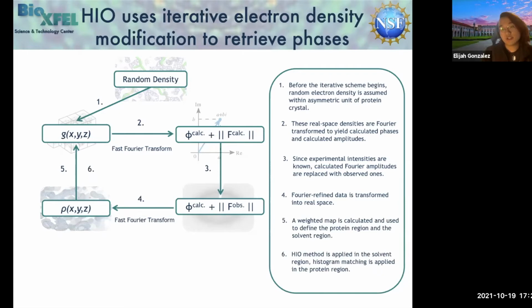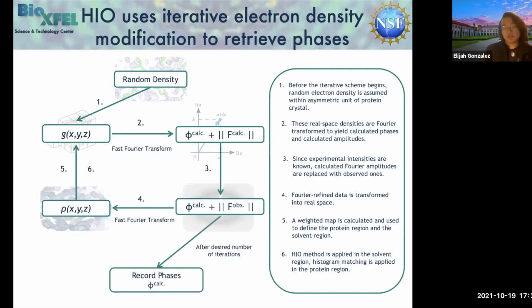Once I partition the two of them, I can do a type of HIO solvent flattening in the solvent region, and I can do histogram matching in the protein region. And we'll talk a little bit more about that in depth in a little bit. And since this is, of course, iterative, we're going through this for many, many iterations. And then eventually, we're going to stop and record the phases.